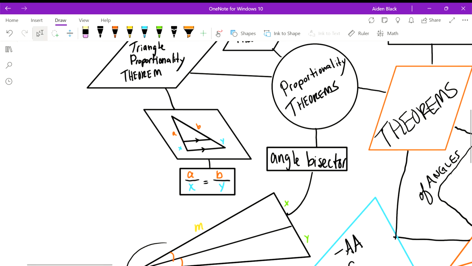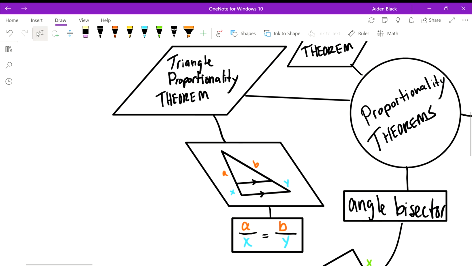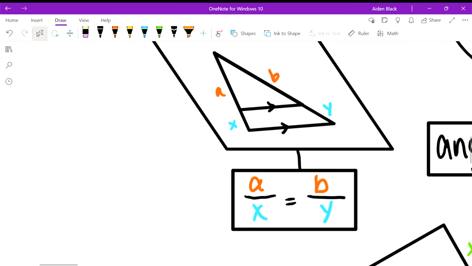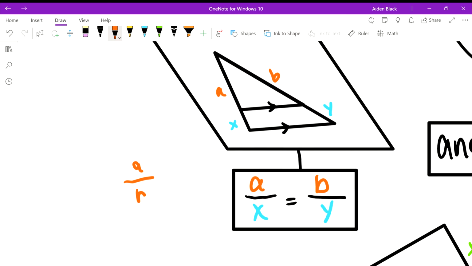Now, besides the angle bisector, we also have triangle proportionality. If we have a triangle, we have a line parallel to the third side. We know that it breaks up the side lengths proportionally. As you can see, a over x is equal to b over y. We've seen before, we can also say that a over b is equal to, can you guess? X over y. So that proportion works as well.